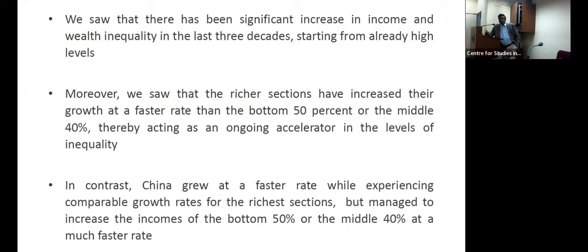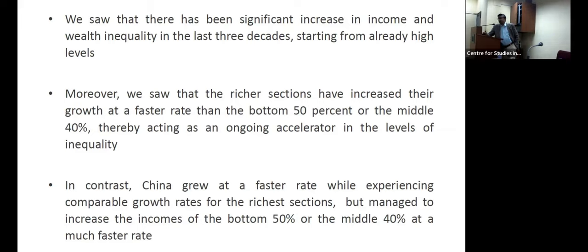Moreover, we saw in some of the income group specific growth rates we calculated that the richer sections have increased their growth at a faster rate than the bottom 50% or the middle 40%. Therefore, whatever the initial trends towards inequality, a built-in accelerator seems to be at work. So this can only become more accentuated going forward.